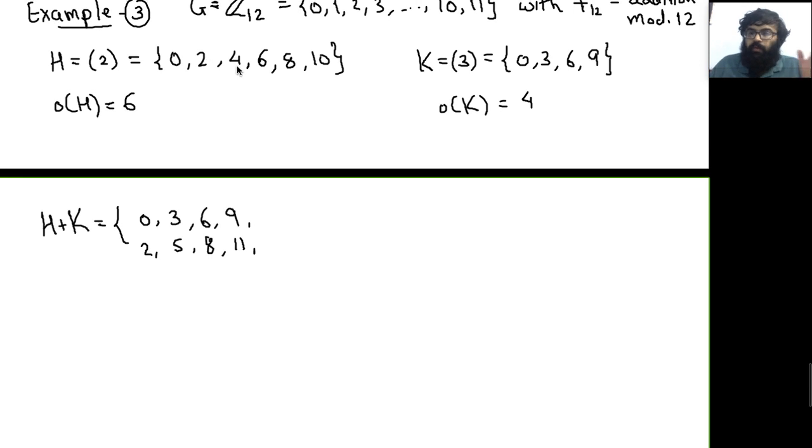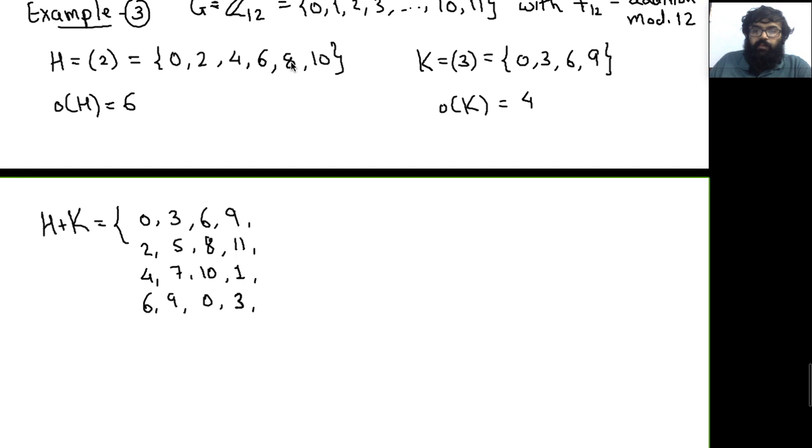Now 4. 4 plus 0, 4 plus 3, 4 plus 6, 4 plus 9. So what is 4 plus 0? That is 4. 4 plus 3, that is 7. 4 plus 6, 10. And 4 plus 9, that is 13, but modulo 12, so that is 1. Okay. So now 6. 6 plus 0, that is 6. 6 plus 3, 9. 6 plus 6, 12, and 12 modulo 12 is 0. And 6 plus 9, that is 15. 15 modulo 12, so that is 3.